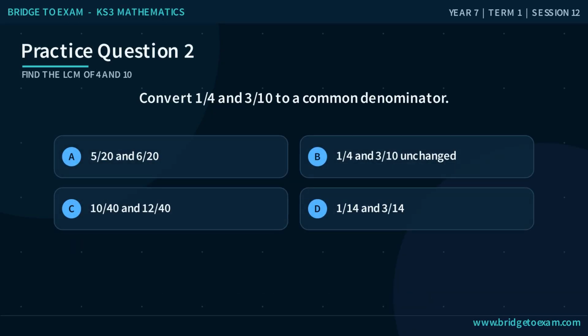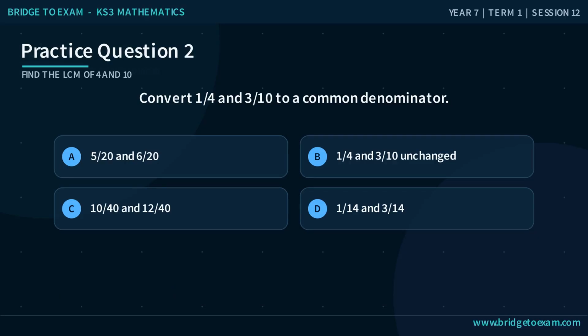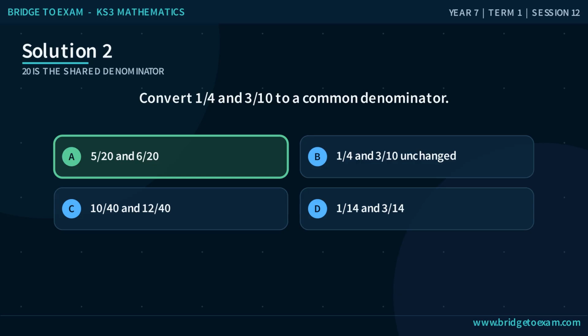Practice question 2. Which pair correctly converts 1/4 and 3/10 to a common denominator? Option A is 5/20 and 6/20. Option B is 1/4 and 3/10 unchanged. Option C is 10/40 and 12/40. Option D is 1/14 and 3/14. Pause here and find the LCM of 4 and 10 first. Option A is correct. 5/20 and 6/20. The LCM of 4 and 10 is 20. 1/4 becomes 5/20 and 3/10 becomes 6/20.